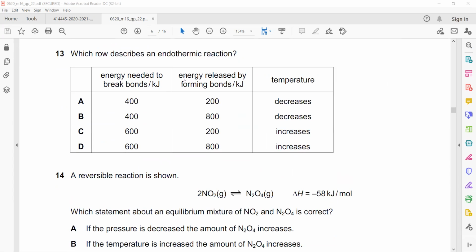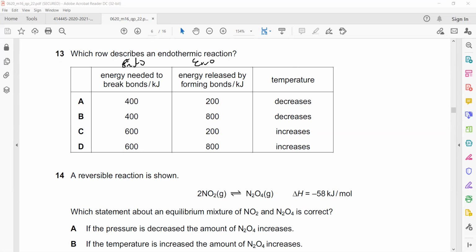Question 13. Which row describes an endothermic reaction? Bond breaking takes in energy, so bond breaking is endo, and bond forming is exo. We want an endothermic reaction here, and temperature refers to the temperature of the surroundings.